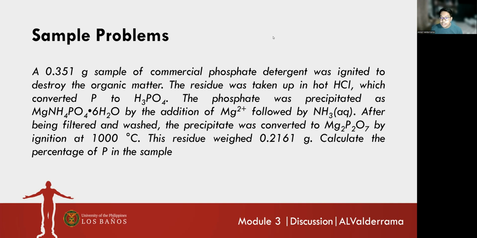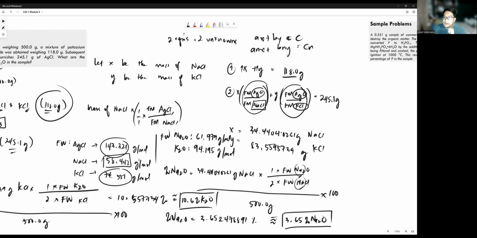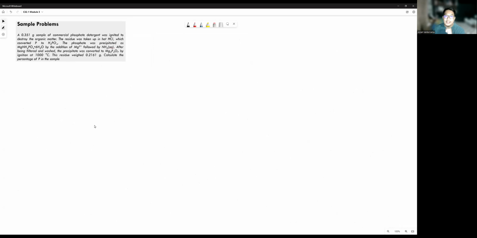Okay? So now let's go back to our sample problem, no? So you may actually calculate on your own that problem. And then to check, this is the sample calculation. Okay? So what actually happened here is you have a phosphate detergent sample of 0.351 grams. Detergent sample. Okay? So what happens here is nagkaroon ka ng dissolution.